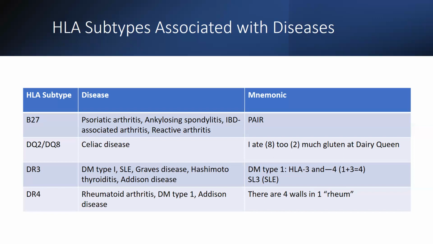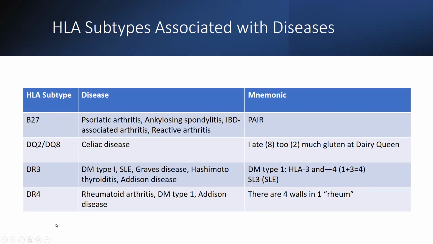Fair. DR3 is going to be diabetes type 1. It's also lupus, as well as a bunch of other stuff. Graves, Hashimoto's, Addison's disease. It's kind of a big combo of stuff. I don't really find these mnemonics helpful at all. Maybe this one, SL3 for SLE for lupus, but not this. This one confuses me more than anything. But this is our DR3 HLA diseases.